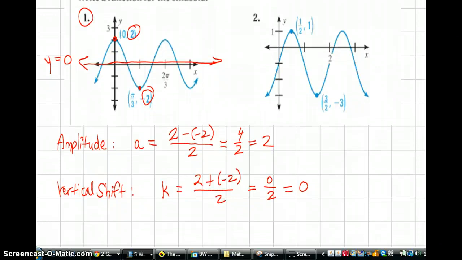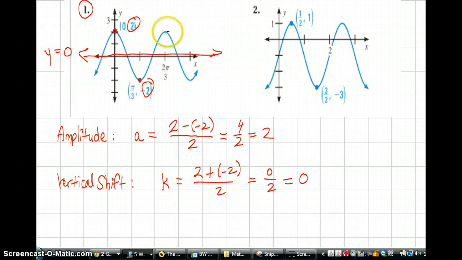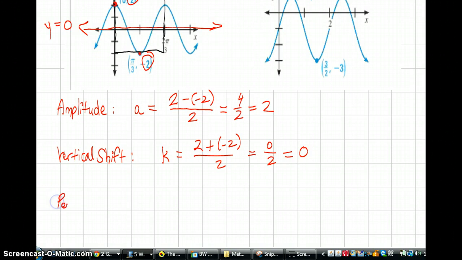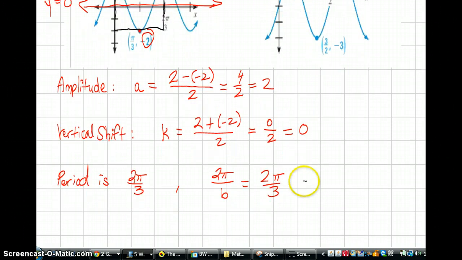Next, we want to identify the period. If we take this piece of the graph from here to here, you can see that is one full cycle of the cosine, and that happens from 0 to 2 pi over 3. So the period is 2 pi over 3. Now, we know that we also get the period by dividing 2 pi by b, so that should be equal to 2 pi over 3. If we cross multiply, we're going to get 6 pi is equal to 2 pi b. We can divide both sides by 2 pi to get 3.